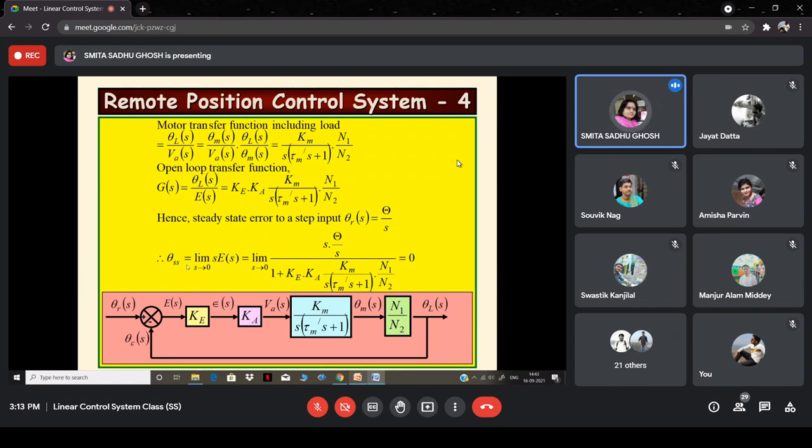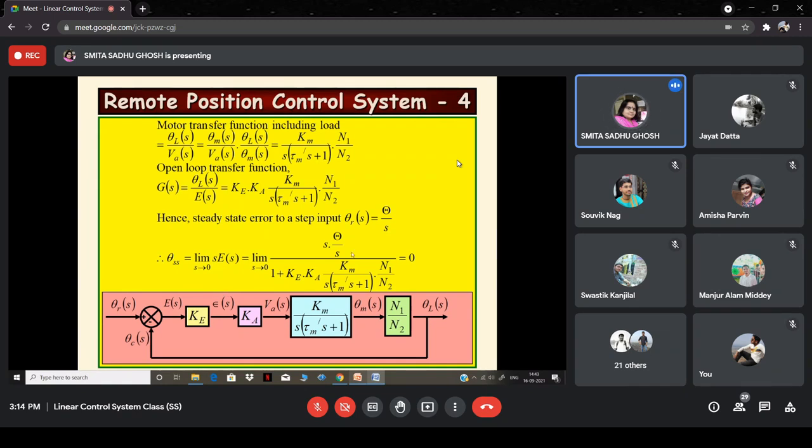But anyway, that is going to be equal to the limit of E(s) as s tends to 0, where E(s) is the error signal. In order to evaluate this, we have to find out E(s). You would recollect that the error transfer function, E(s) by theta r(s), would be 1 by 1 plus G(s), and hence E(s) is equal to R(s) by 1 plus G(s).